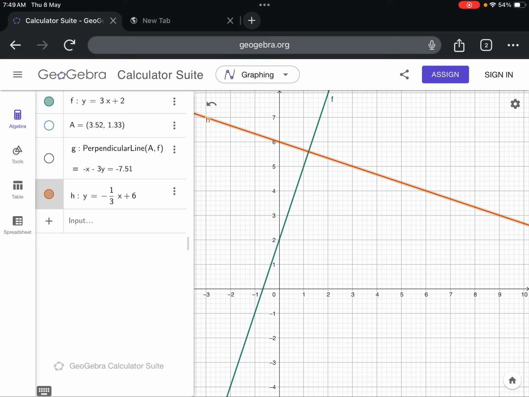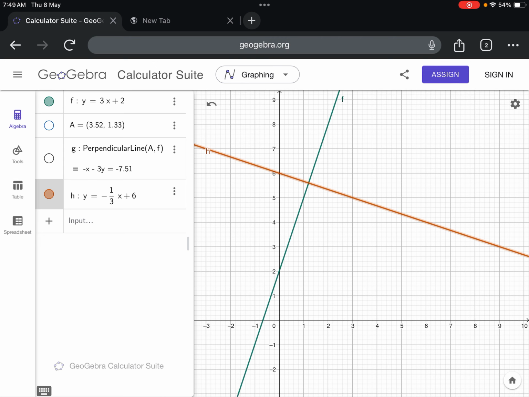Okay, there we go. Now, what do you realize about these two lines? Does it look like a perpendicular line? Does it create like a right angle? It seems like it, isn't it?